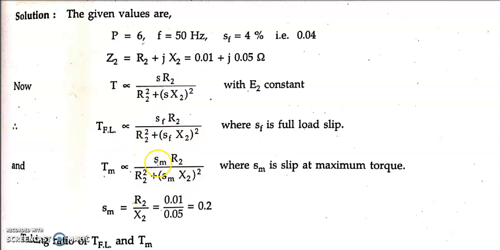What one thing we don't know is S_FL, like this. S_FL is known. What you don't know is the maximum slip. How can you calculate it? The formula is directly R2 by X2. Just substitute R2 and X2, and you'll get S_M equal to 0.2.